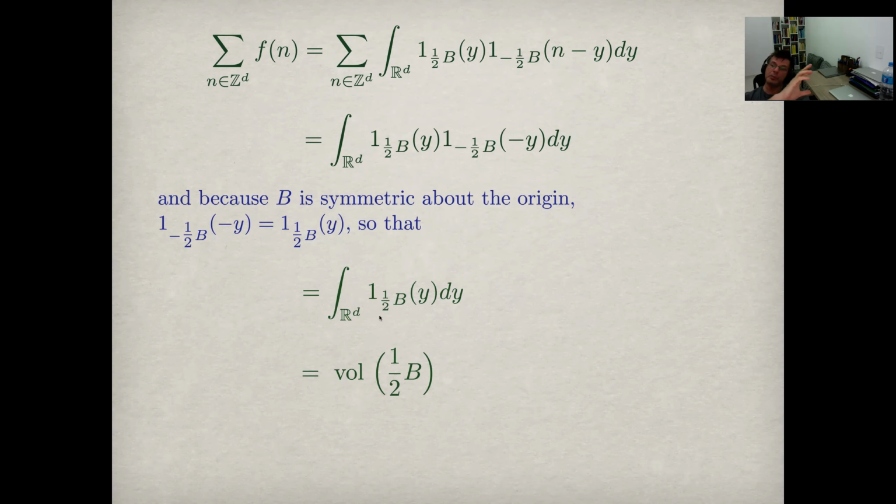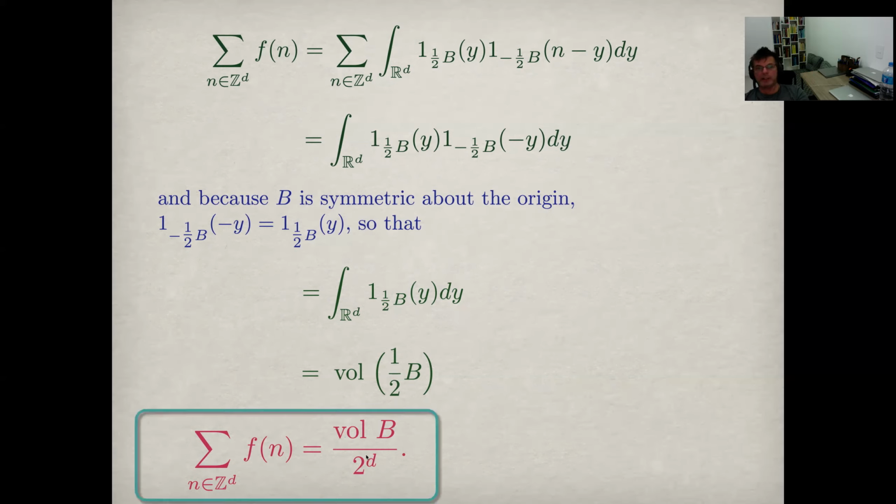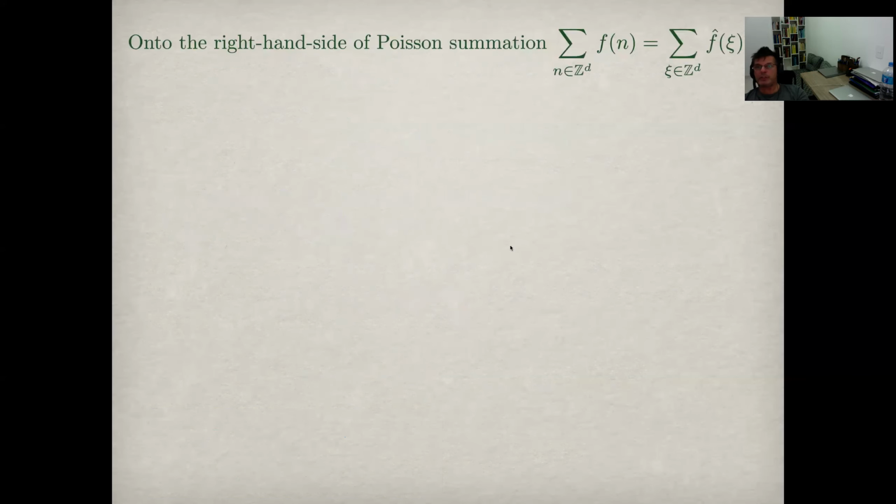The whole left-hand side of Poisson summation, we didn't compute transforms yet, just reducing the left-hand side using the definition of f, reduces to the volume of 1/2 B. Using elementary considerations of volumes, just the integral definition, you can see that the volume of 1/2 the body is the volume of the body times 1/2 raised to the d power in dimension d. And so the whole left-hand side of Poisson summation reduces to the volume of B divided by 2 to the d. And so that's 1/2 of Poisson summation, literally the left half. Onto the right half, usually the more interesting part with the transforms.